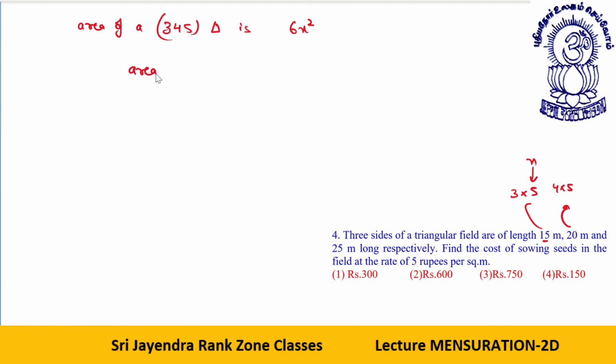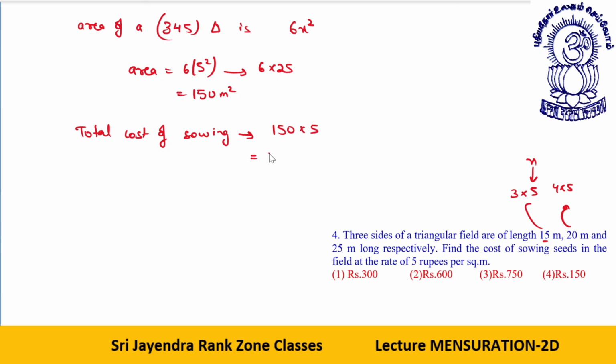So area is how much? Area is 6 into 5 square, which gives you 150. One thing done. The next thing we need to do is find the cost at the rate of 5 rupees per square meter. Total cost of sowing is 150 into 5. That will give you 750 rupees. That is your answer. Clear to all? Next one.